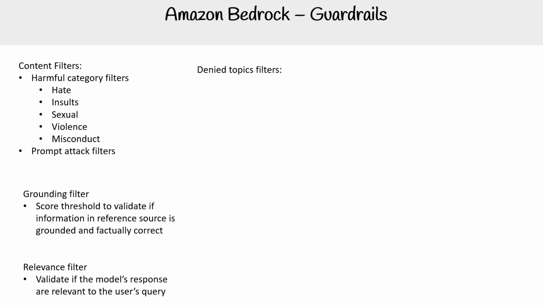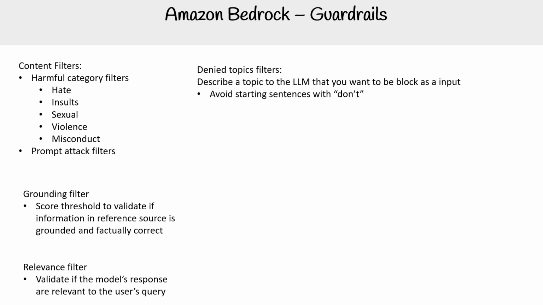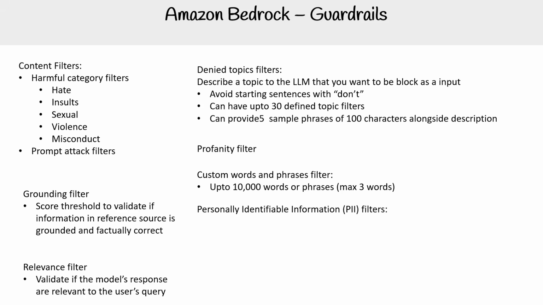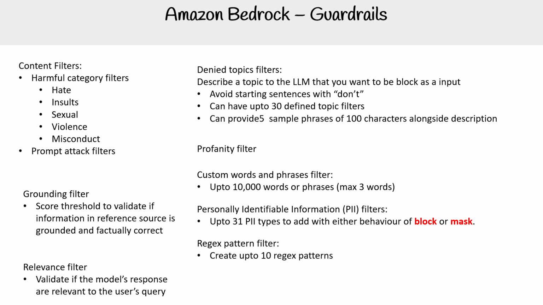We have deny topic filters, where you describe a topic to the LLM that you want to block as the input. So maybe saying, don't start a sentence with the word don't. You can have up to 30 defined topic filters, and you can provide 5 sample phrases of 100 characters alongside the description. You can filter out profanity. You can filter out specific words or phrases. You have PII filters, up to 31 PII types, where you can either block or mask. You can do regular expressions, up to 10.